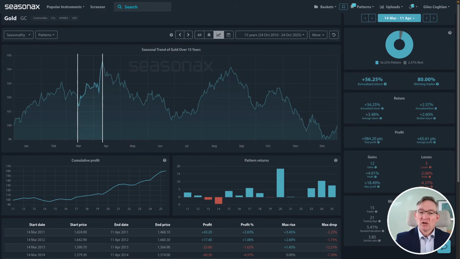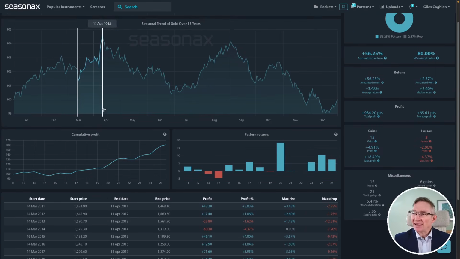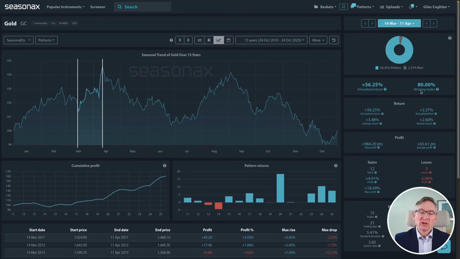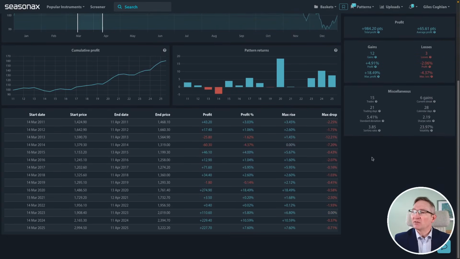Now, you can combine that historical seasonality with your technical setup to also manage risk. Now, looking at this pattern, you see 80% winning trade percentage. What was the maximum drawdown? That's really helpful. So the maximum drawdown here was 12.21%, but that was in a losing year. The next biggest maximum drawdown was 7.20%. That was in a losing year.